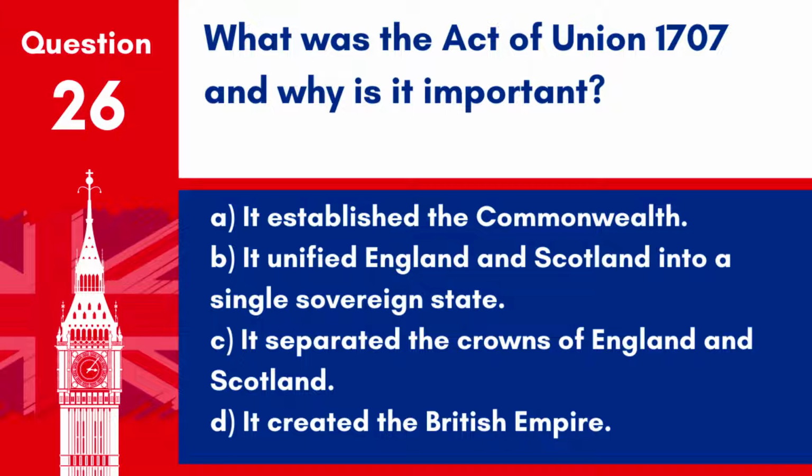Question 26. What was the Act of Union 1707, and why is it important? A. It established the Commonwealth. B. It unified England and Scotland into a single sovereign state. C. It separated the crowns of England and Scotland. D. It created the British Empire.